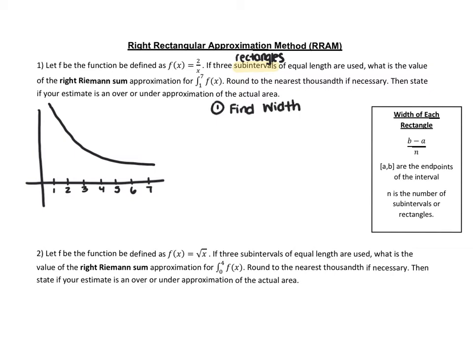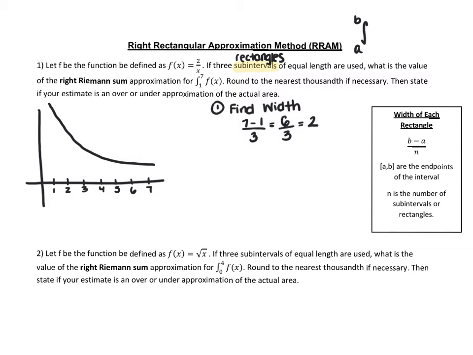So the width will be the b minus a. So remember, when we have our interval, it's always a and then b on top. So b is 7, 1 is a. So we'll do 7 minus 1, all divided by n, where n is the number of rectangles that I want. Oh, excuse me, it says 3. So 3 subdivisions. So when we do 7 minus 1, we get 6. 6 divided by 3 is 2. So this will give us the width.